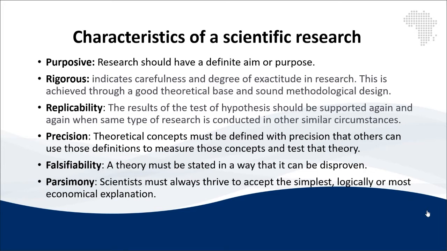Another characteristic of research is its replicability. The results of the tests of hypotheses should be supported again and again when the same type of research is conducted by someone else or in other similar circumstances. Precision: research needs to be very precise. Theoretical concepts must be defined with great precision so that others can use those definitions to measure those concepts and test the theories that were used in the study. And falsifiability: a theory must be such that it can be disproven. Excuse me for that.